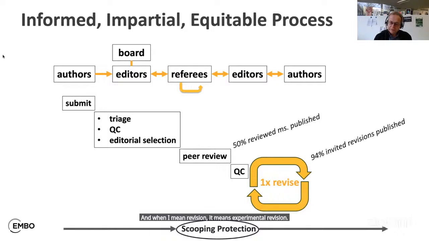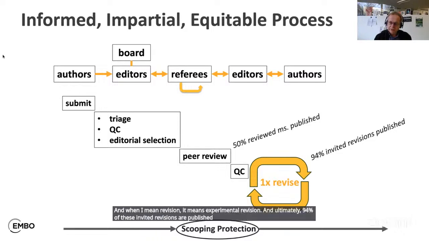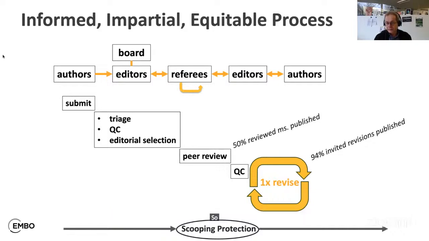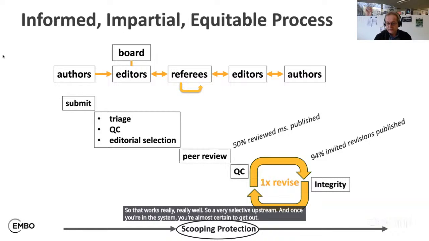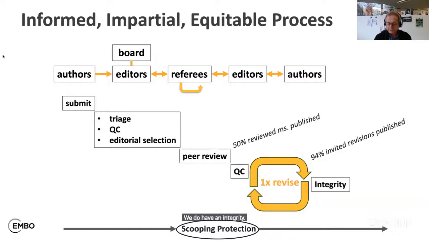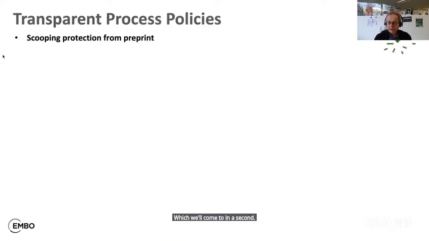And ultimately, 94% of these invited revisions are published. So once you're invited to revise a paper, you're almost certain to get in if you do the revisions requested. So that works really, really well. So a very selective upstream, and once you're in the system, you're almost certain to get out. We do have an integrity process at the final revision step, which we'll come to in a second. And then it's published. Publication takes about 12 days.